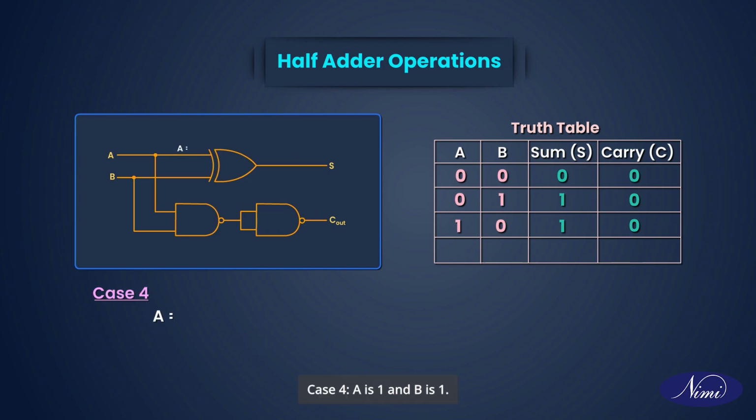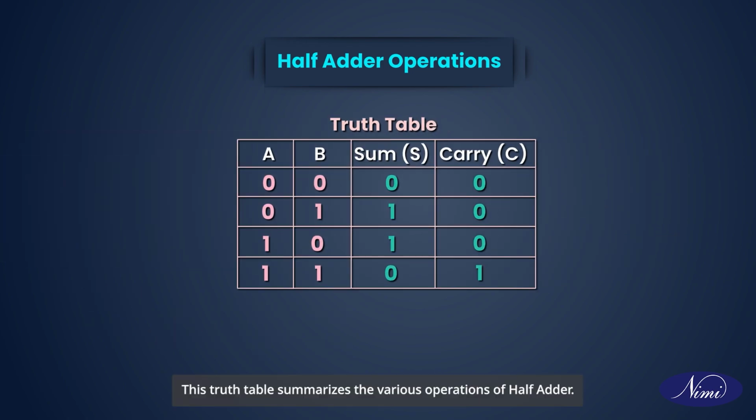Case 4, A is 1 and B is 1. This case produces the output carry becoming 1 for upper bit propagation, while the sum generates 0. Hence, S is 0 and C is 1. This truth table summarizes the various operations of the half adder.